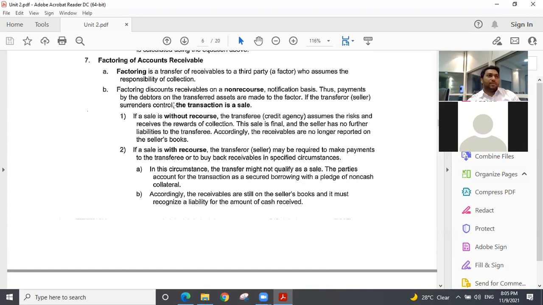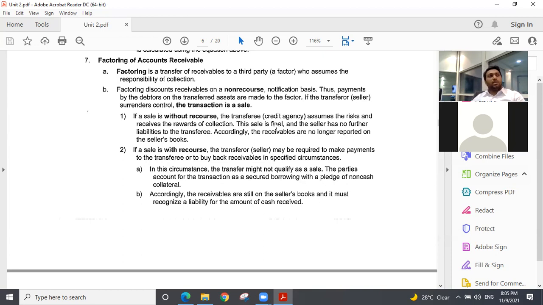So if a sale is without recourse, the transferee, that means the credit agency, assumes the risk and receives the reward of collection. That means without recourse I cannot come back to you saying that your customer didn't pay me, so you pay me. I can't say that. So this sale is final and the seller has no further liability to the transferee. Accordingly, the receivables are no longer reported on the seller's books. When you sell this to me, you will remove that receivable from your books.